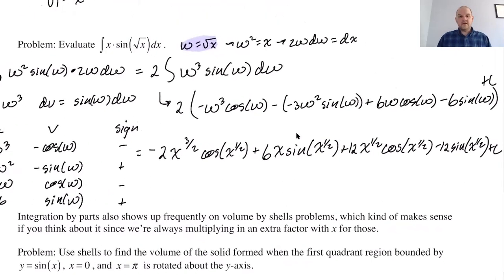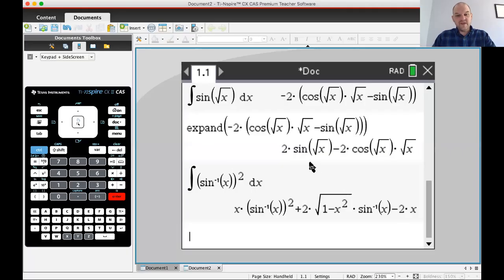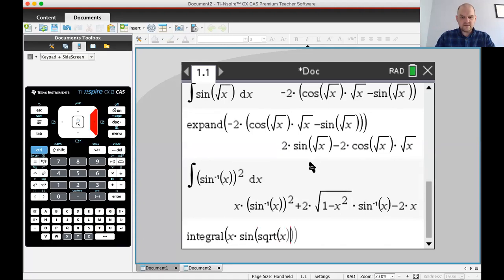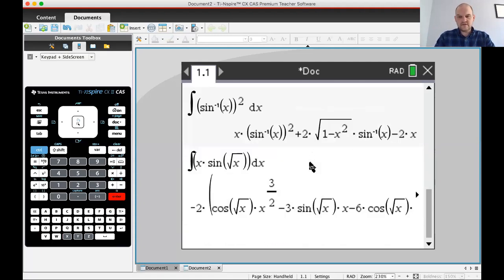I don't know. Let's go to the calculator and see. I'll be very impressed if this went right. And it makes me feel I really should have broken this up into more videos, because I don't know that I want to be diving in and doing this whole thing again. X times sine of square root of x with respect to x. So I need to expand.